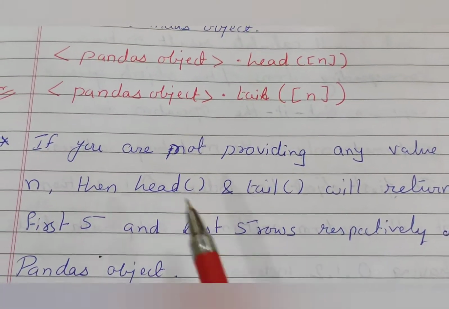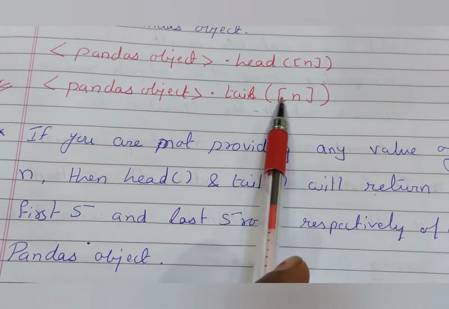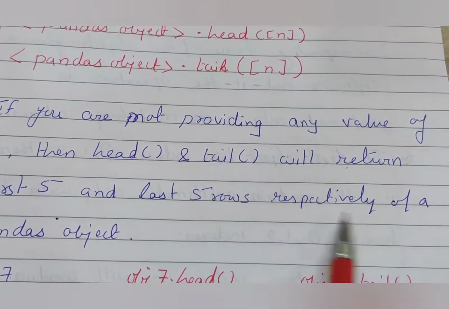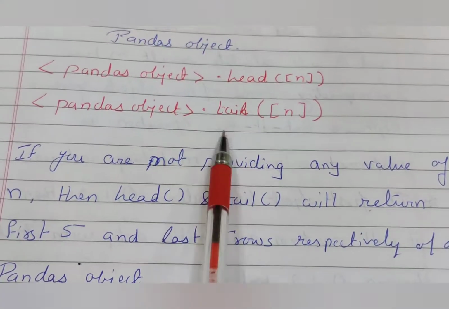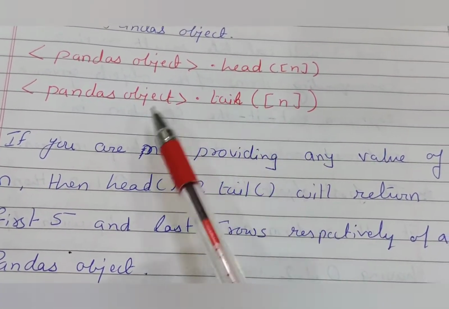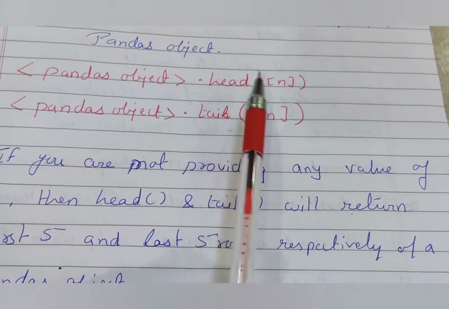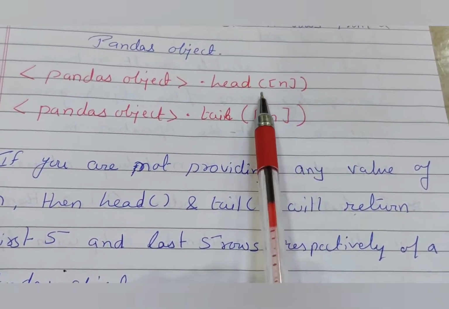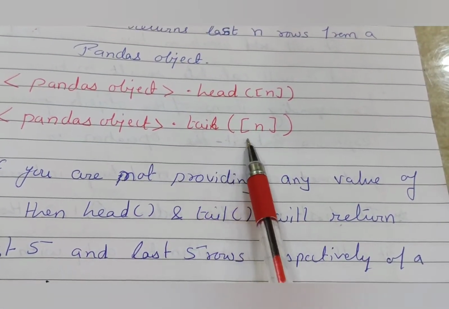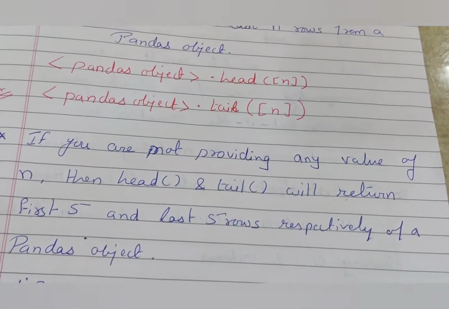Okay, if you are not providing any value n, if you are not giving any value, only a simple head function, we write like this, then the head function will return the first 5 values. If you are writing obj1 dot tail function, it will give the last 5 rows. हेड फंक्शन में अगर अपन n का वैल्यू नहीं देते हैं तो वो क्या देता है? First 5 rows it will give, and in the tail function when we are not giving any value, then it will give the last 5 rows.